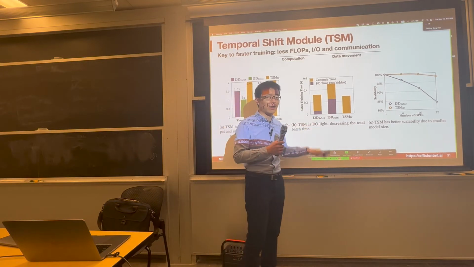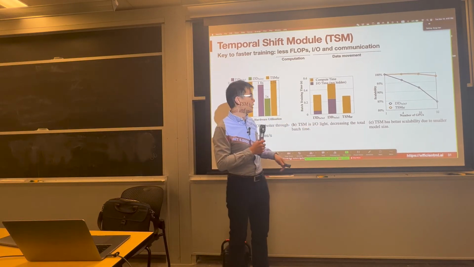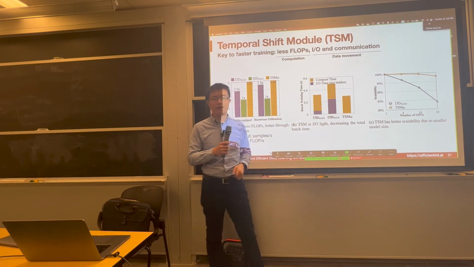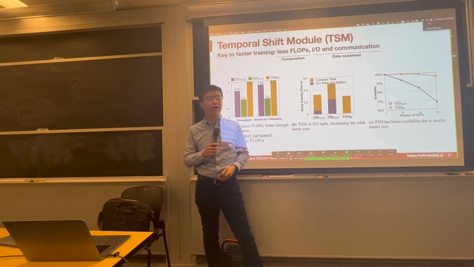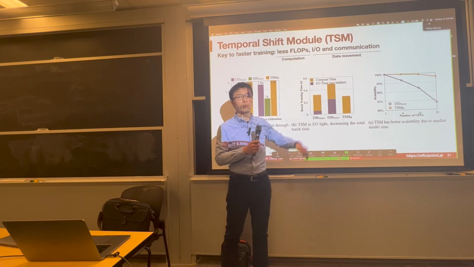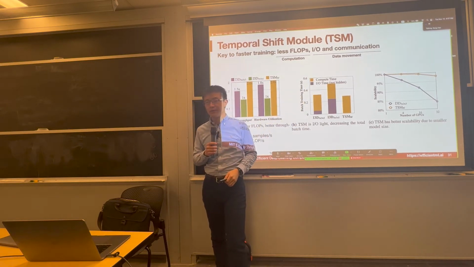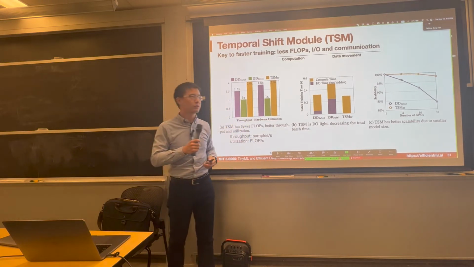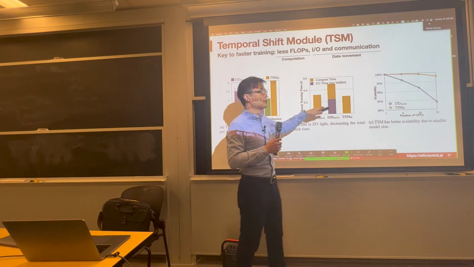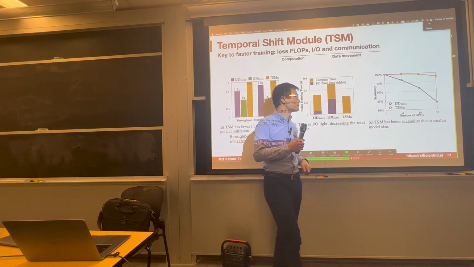And TSM is also I/O light, right? So decreasing the total batch time. Here, the yellow part is the actual compute time, and the blue part is the I/O time, right? So we want to read a smaller number of frames, so that we can reduce the disk workload.